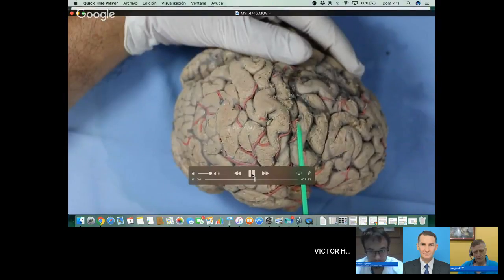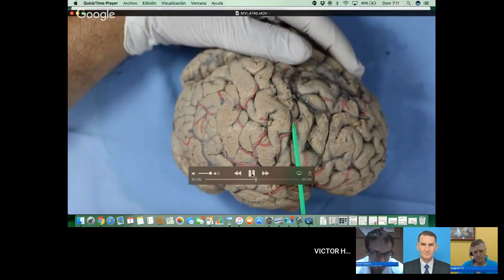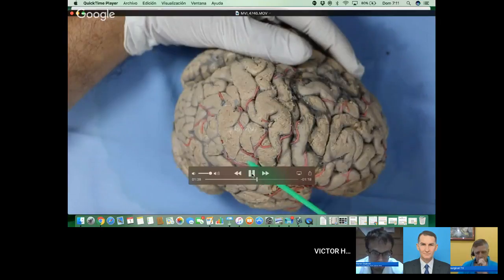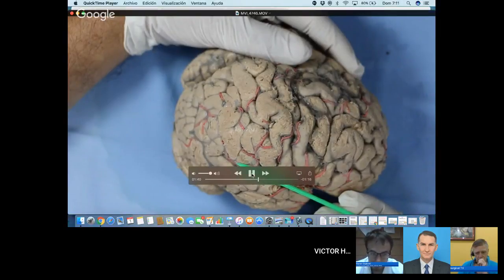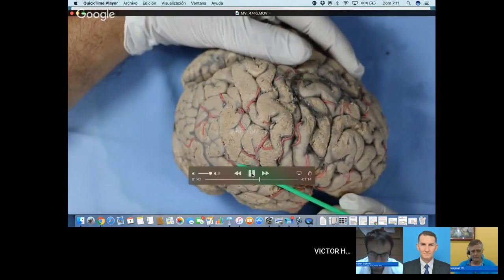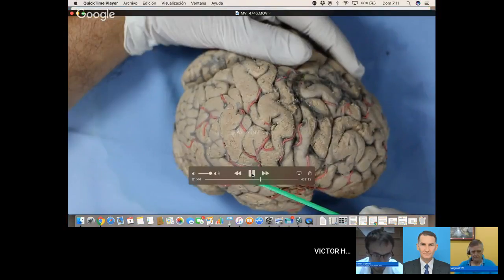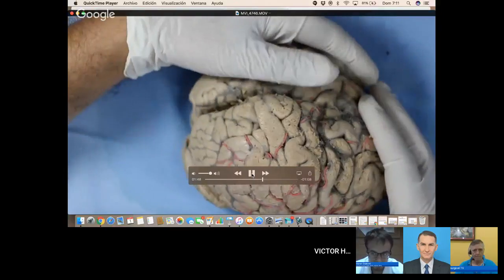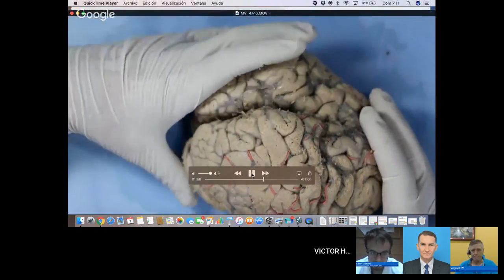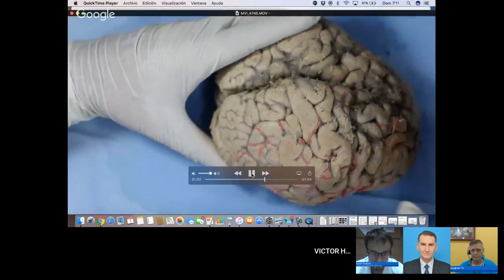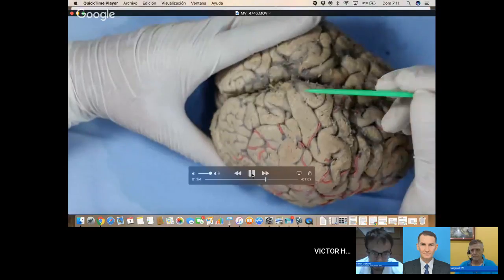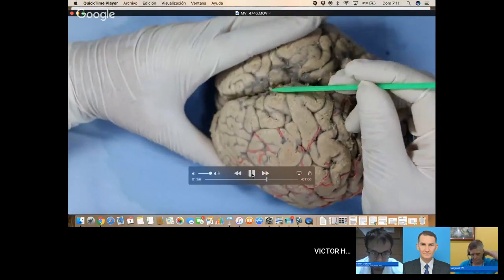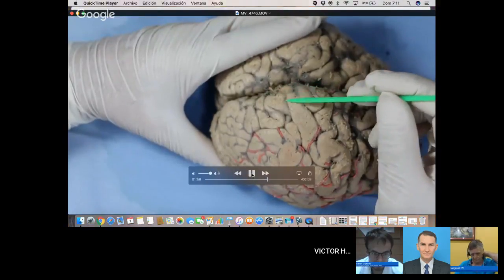Central sulcus. The lateral fissure inferiorly. This is the parieto-occipital fissure.